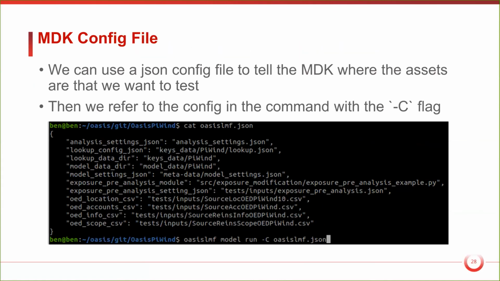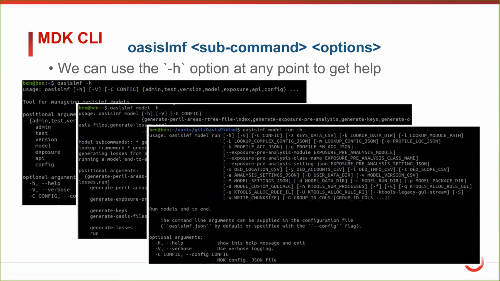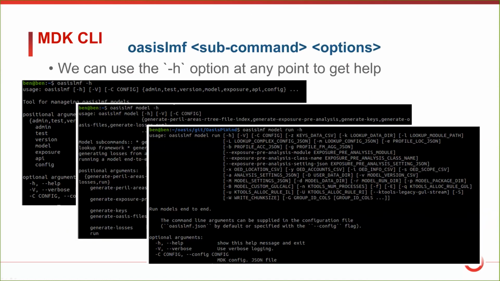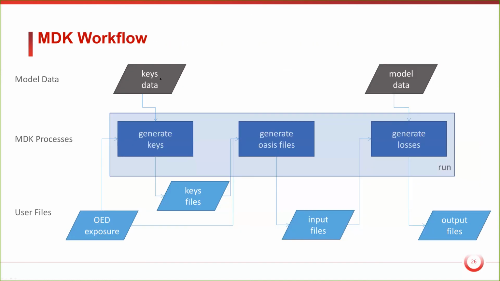There are a couple of files that are worth mentioning that are important for the MDK. One is what we call the config file, and this is something that points the package to all of the relevant bits that it needs to run. Let's just go back to our workflow. When I said we can run the whole thing, we need to know where the exposure data are, where the keys data is, where the model data is. The config file allows you to set all of those in quite a clean JSON file.